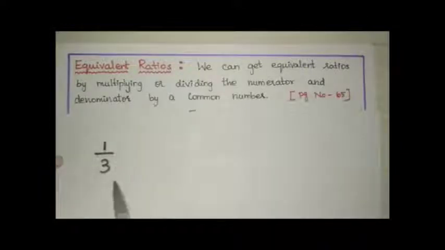Find 3 equivalent ratios for the given ratio 1 by 3. You know how to find equivalent ratios. How will you find? Yes, you have to multiply the numerator and denominator by the same number. So let's take 2. You have to multiply numerator and the denominator. So what will you get? 1 2s are 2. 3 2s are 6.